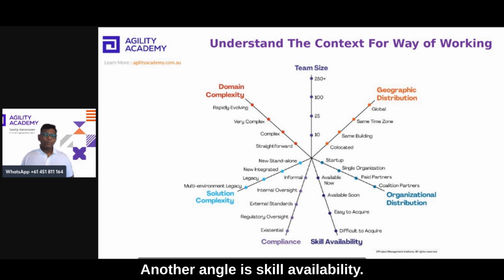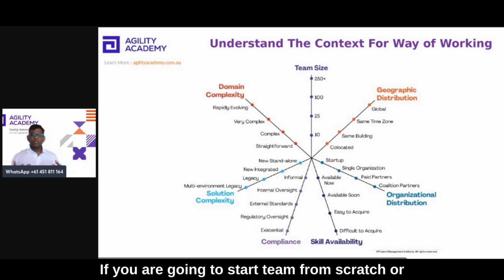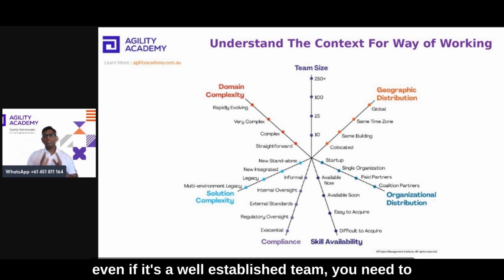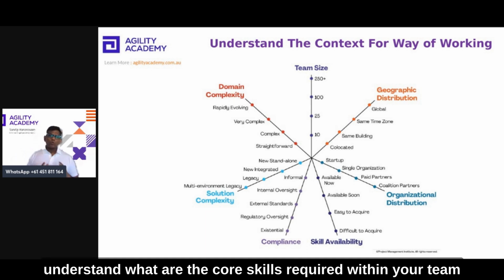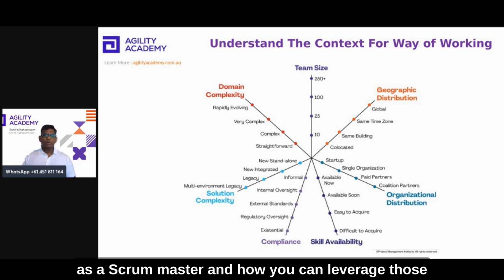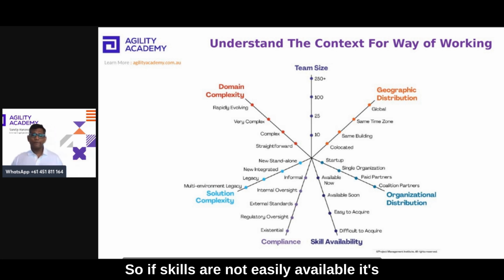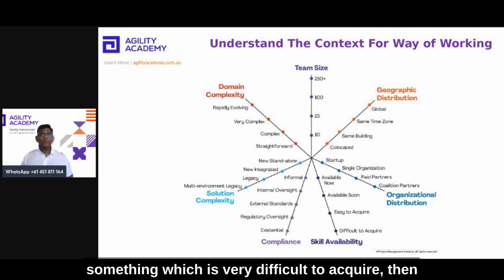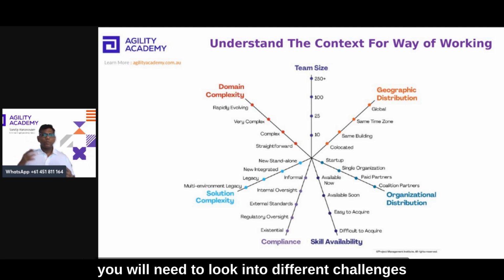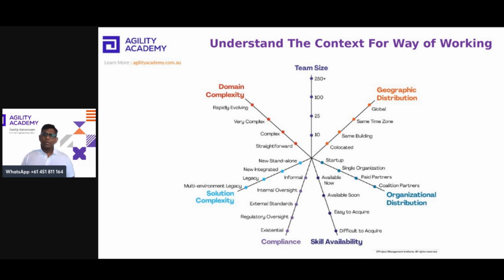Another angle is skill availability. If you're going to start a team from scratch, or even if it's a well established team, you need to understand what the core skills required within your team are as a scrum master, and how you can leverage those skills to create a high performing team. If skills are not easily available, or it's something which is very difficult to acquire, then you will need to look into different challenges when it comes to supporting the team.